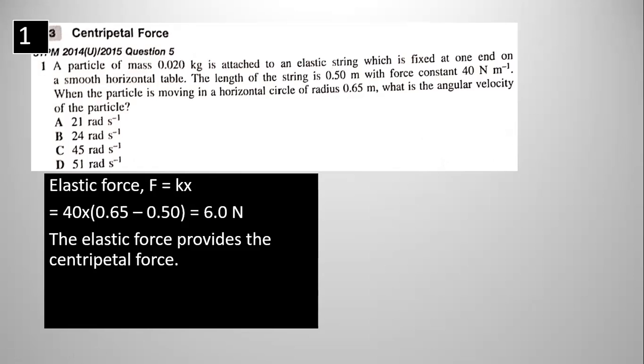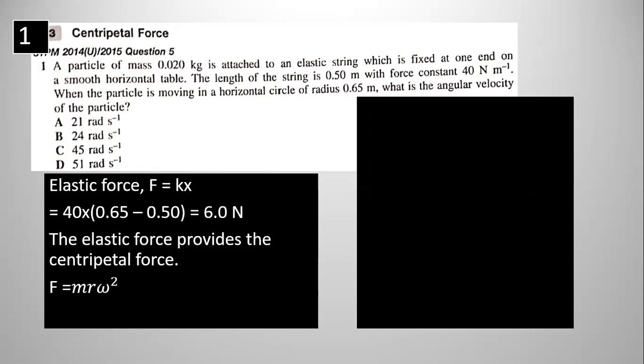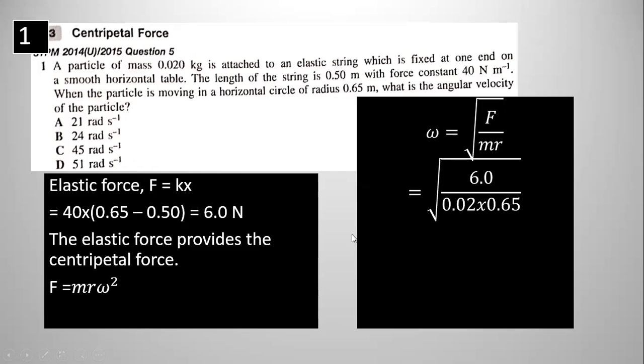So it's an elastic force that provides the centripetal force, m r omega squared. To find omega, take the m r down, then square root it. That's what you get. So put in your force, 6, that's your mass, that's your radius. Calculate out.